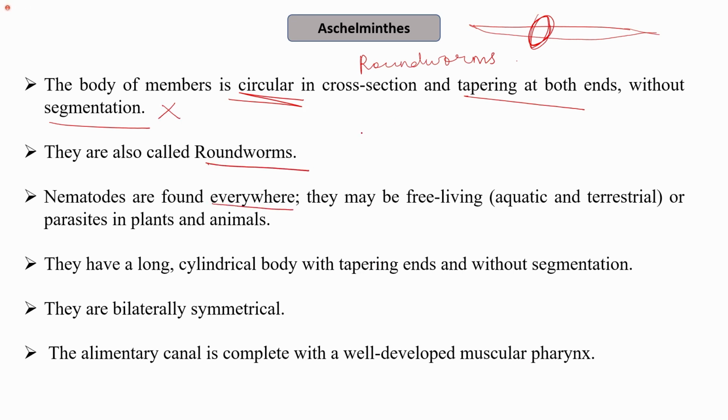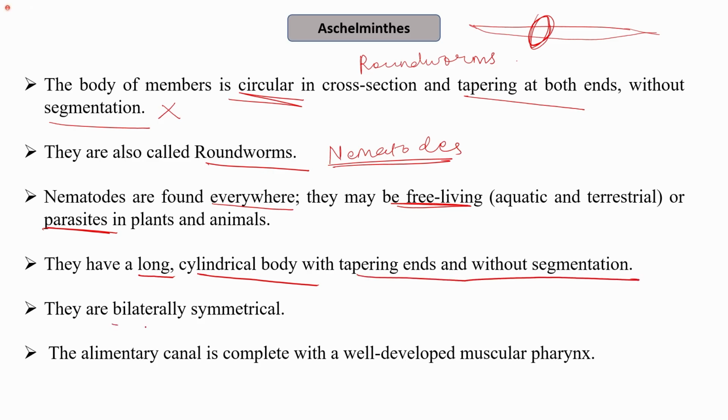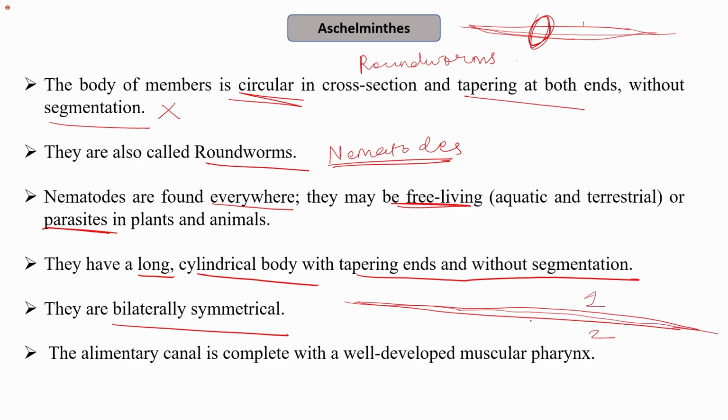Nematodes are found everywhere. They are also known as nematodes or aschelminthes. They may be free living or they may be parasites in plants and animals, just like platyhelminthes. They have a long cylindrical body with tapering ends and without segmentation. They are bilaterally symmetrical, so their body can be divided into two equal halves only through one plane. Suppose this is the organism, its body can be divided into two equal halves through this line only.